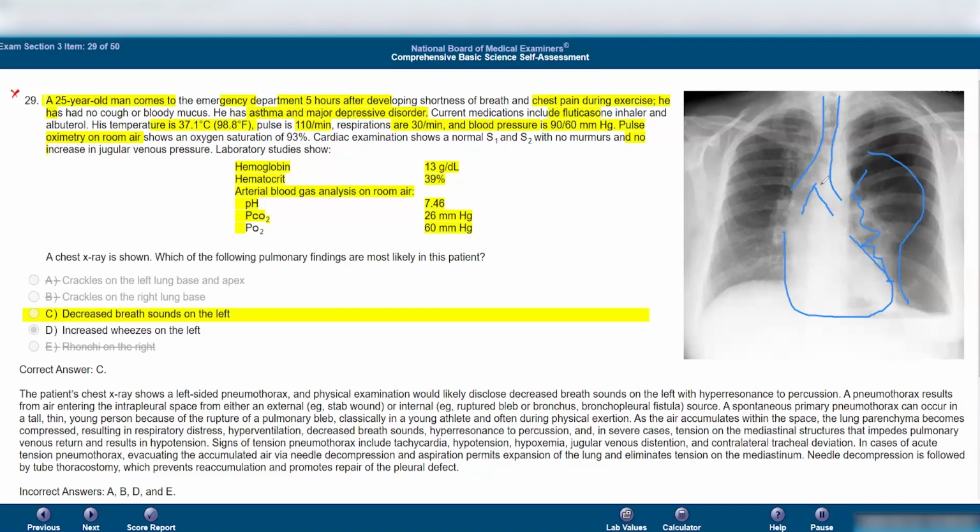So I trace this. What is this point called right here? Oh, I don't know. I completely forgot. That's your carina, right? The split between your left and right bronchus. And here's your trachea, that you need to be clear of. And this is a little bit harder.